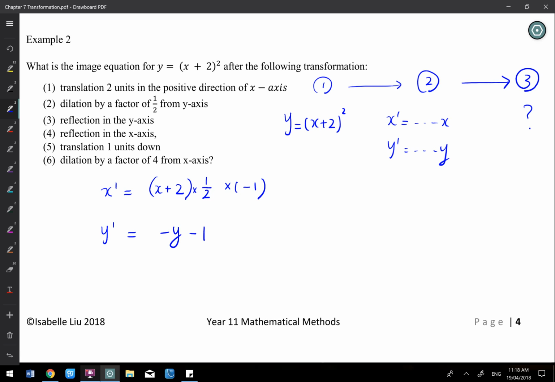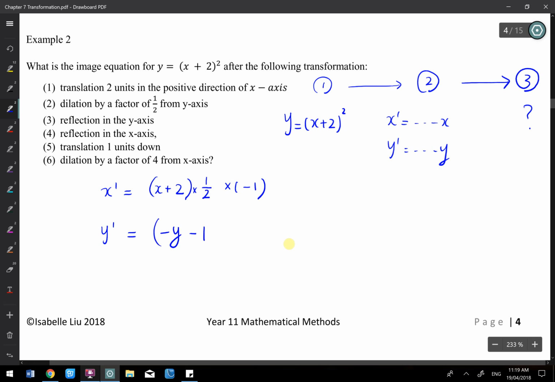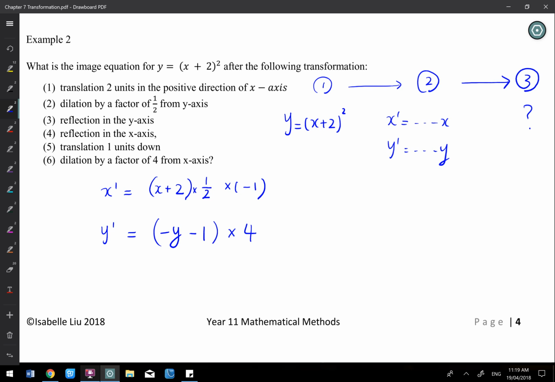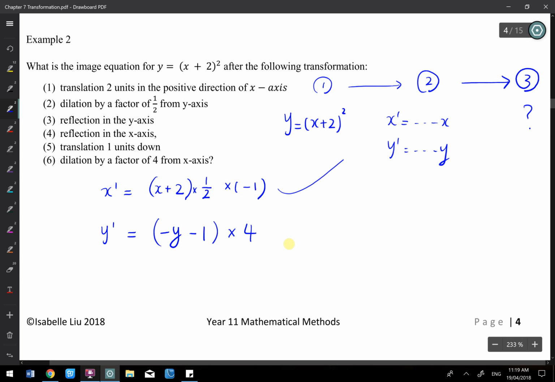So the calculation order will be the same as the transformation order. We calculate minus y first and then minus 1. And the last one says dilation by a factor of 4 from the x-axis. What has been changed? Y again. So you times y by 4, but this is times by 4 because minus y first and then minus 1, and last is times by 4. Okay, done. So this is actually the answer to number 2, right? This is number 2, what we have.